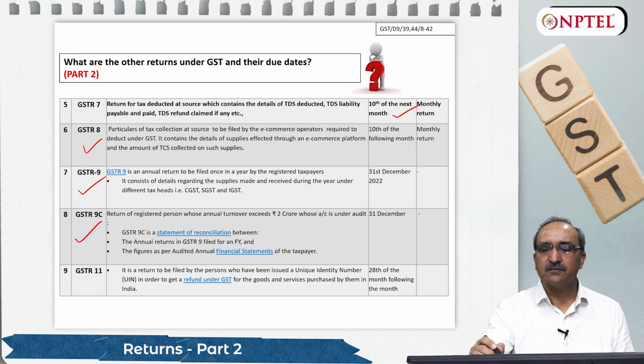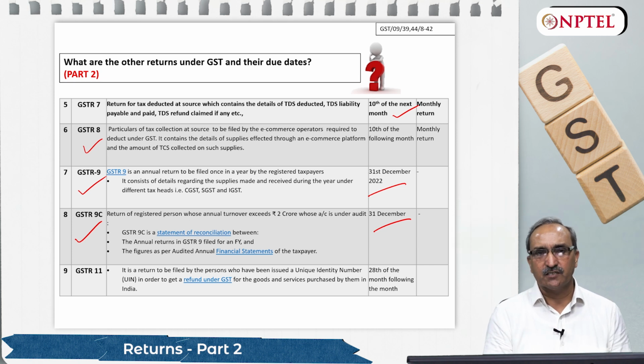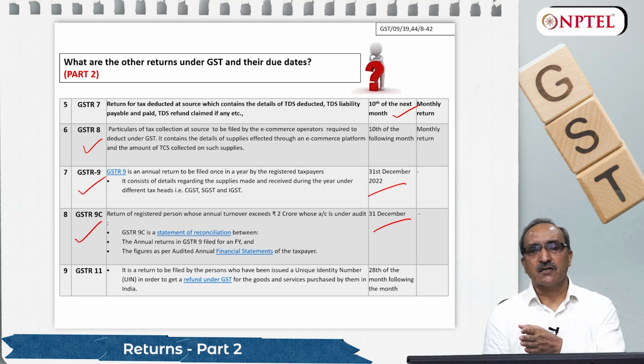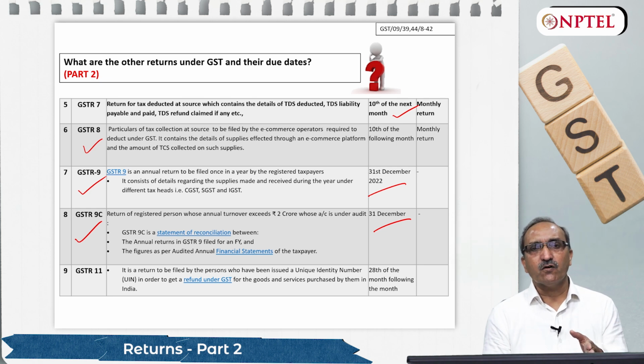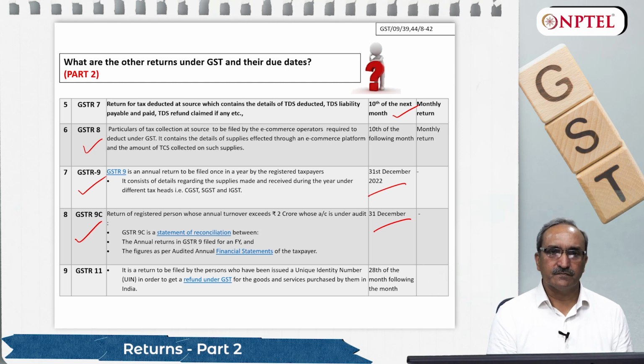And both of these returns shall be filed by 31st December of the next year. Means for the 24-25 financial year, the last date of filing GSTR 9 and 9C is 31st December 2025. For 23-24, the last date is 31st December 2024.